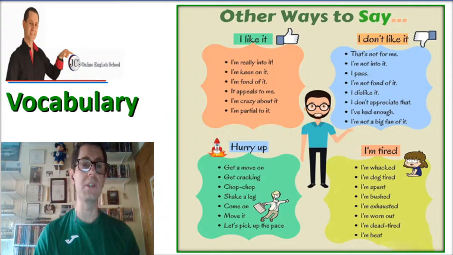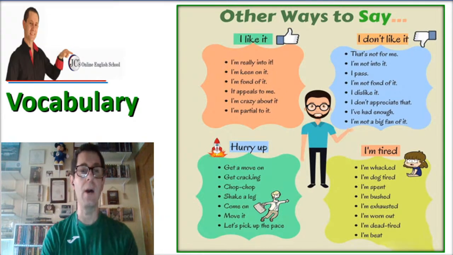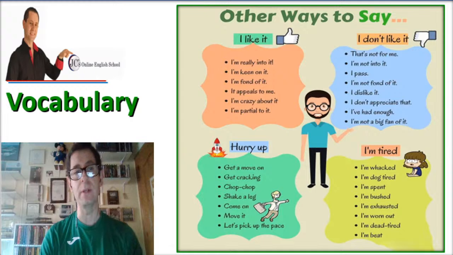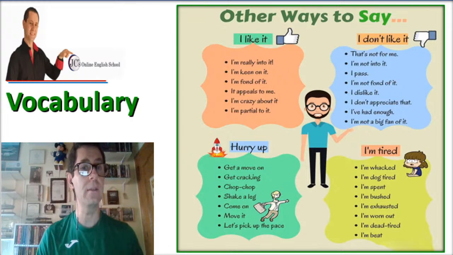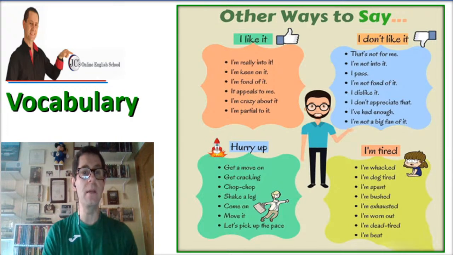We will start learning other ways to say, I like it. For example, you can say, I'm really into it. I'm keen on it. I'm fond of it. It appeals to me. I'm crazy about it. I'm partial to it.